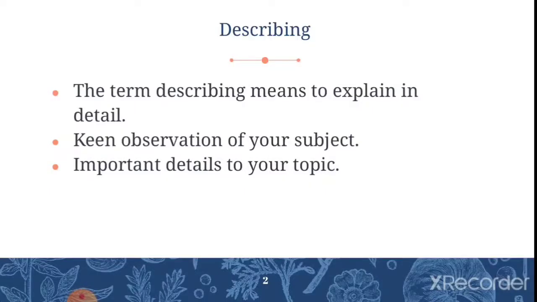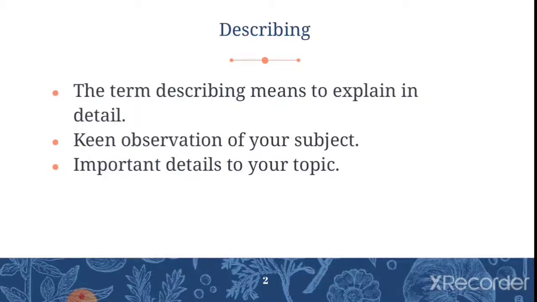Describing. The term describing means to explain in detail. Okay. When you don't understand anything, then what do you say? Please describe it. Please explain it. Okay. So the other person describes it for you. So for that, what we need is a keen observation of the subject.